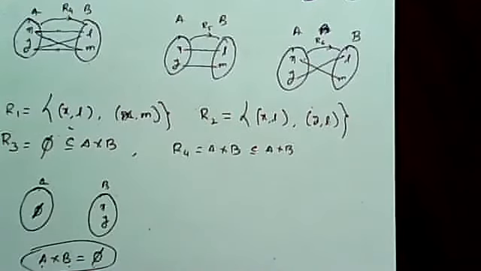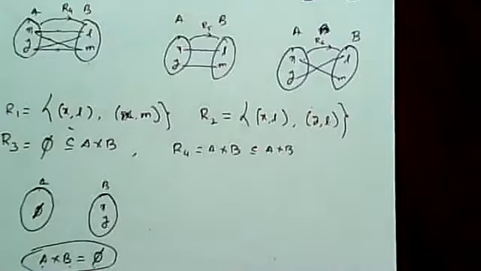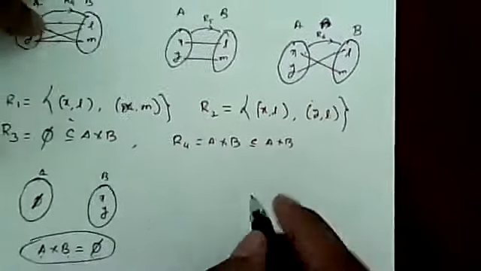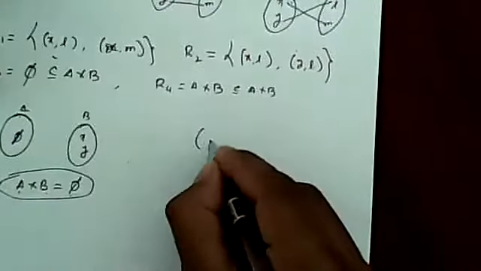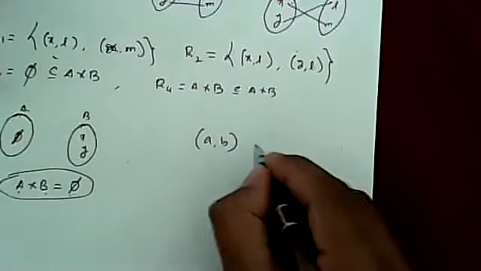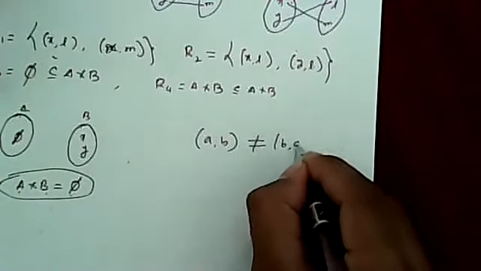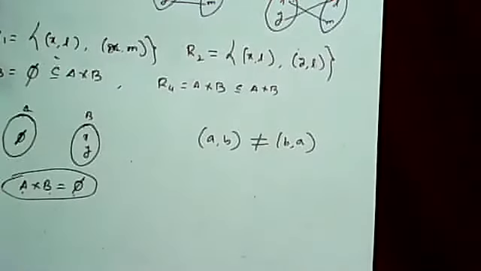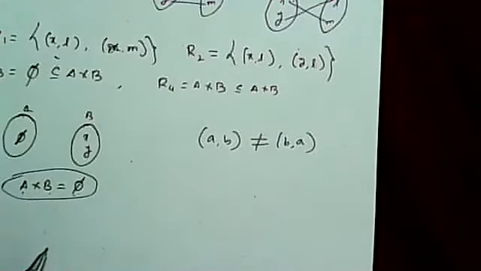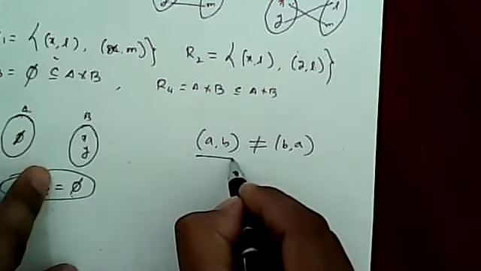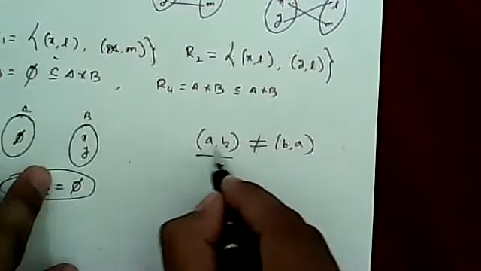Sir, in R1, why can we not write L comma X? Oh, this is different. Don't write in ordered pair. If we have an ordered pair A comma B, this is not equal to B comma A. This is very, very important. This is not the same. The order in ordered pairs is very important. This is called the ordered pair, and in case of ordered pair, the order of the elements is very important.